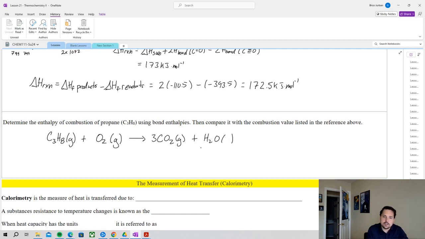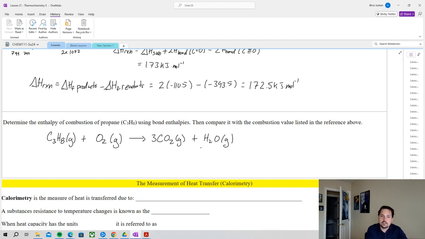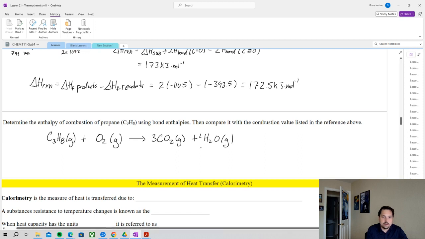Oh, actually, if I'm going to use bond enthalpies, I need to do this in the gas state. Okay, and then we're going to need to account for the difference here in the water. So, okay, we're going to need 4 water molecules, and then oxygen, there's 6 and 4, it's 10, so we'll need 5 oxygens. Okay.